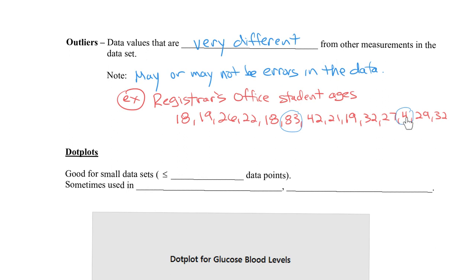This is definitely a mistake. Maybe it's 24, maybe it's 40, but this one you'd have to look into. But for now, we're just going to count any data value that tends to stand out as an outlier. We're going to tighten up that definition later on, but that's what we'll go with for now.